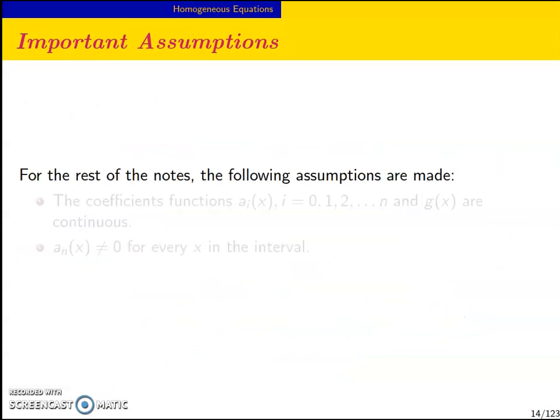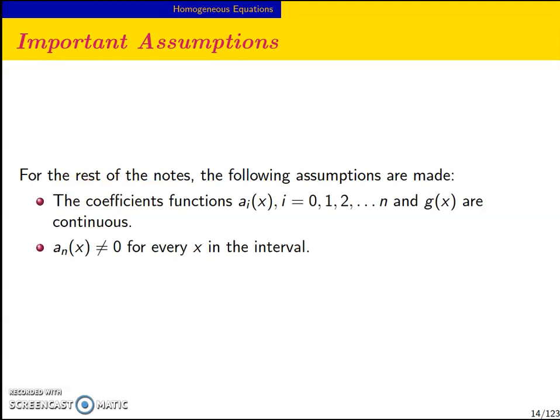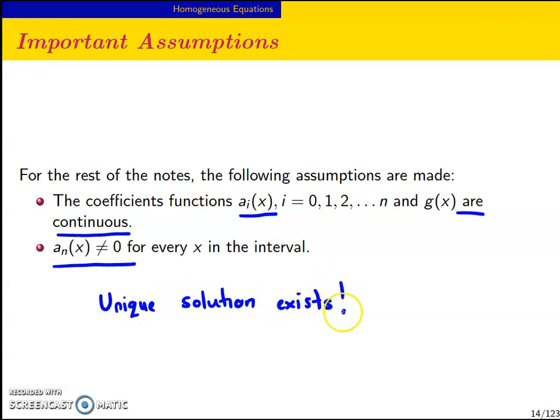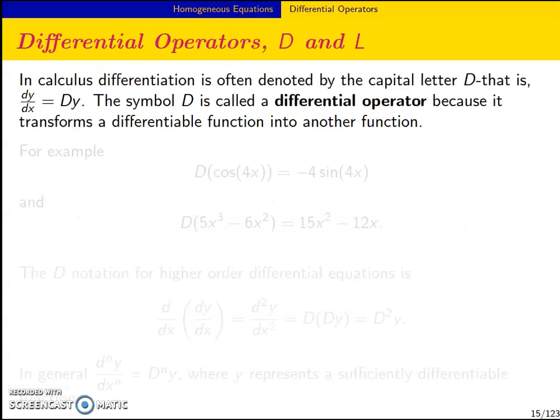Now we're going to make some important assumptions to solve this second order differential equation. For the rest of the notes, the following assumptions are made. The coefficient functions are continuous, and a_n(x) is not equal to 0. What does this mean? The assumption is that a unique solution exists. That's what we want so that we are able to solve the differential equation.